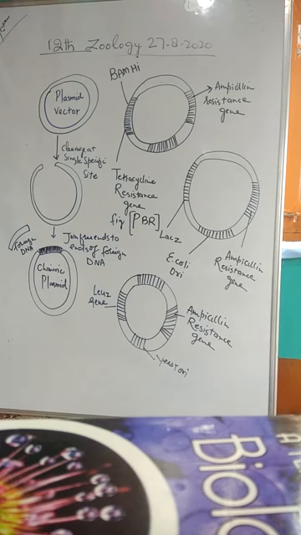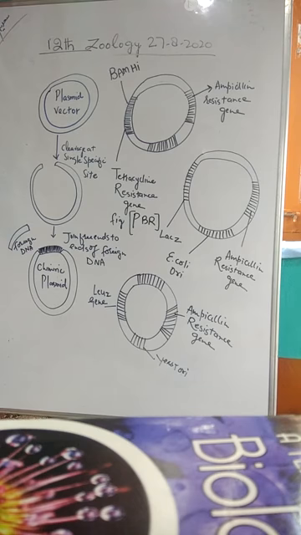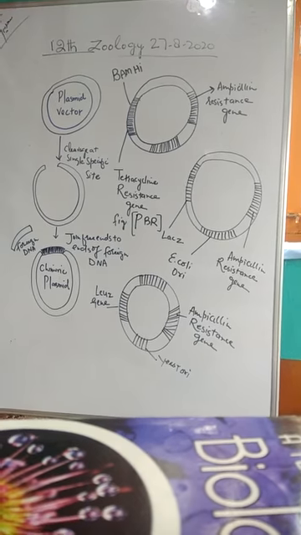Shuttle vectors. They are the plasmids capable of shuttling genes between two organisms. One of the organisms is prokaryotic, like E. coli, and the other is a eukaryotic, like yeast. This is also about the vectors which are used as genetic engineering tools.